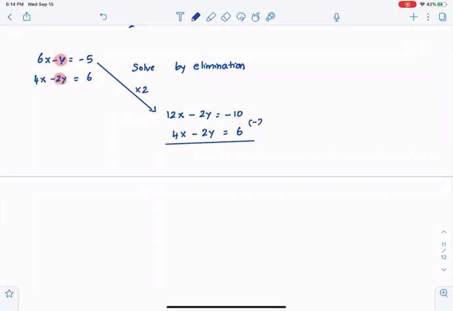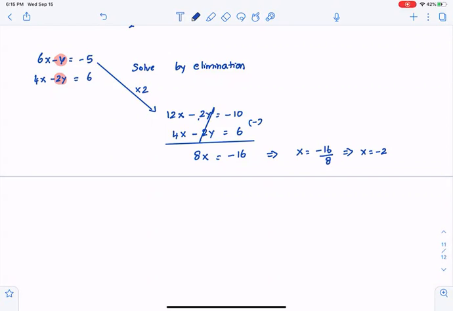Going to subtract the two equations. So minus 2y minus of minus 2y will get cancelled. 12x minus 4x is 8x. Negative 10 minus 6 is negative 16. And we want to solve for x, so we divide by 8 on both sides. So x would be equal to negative 16 over 8. So x is negative 2.